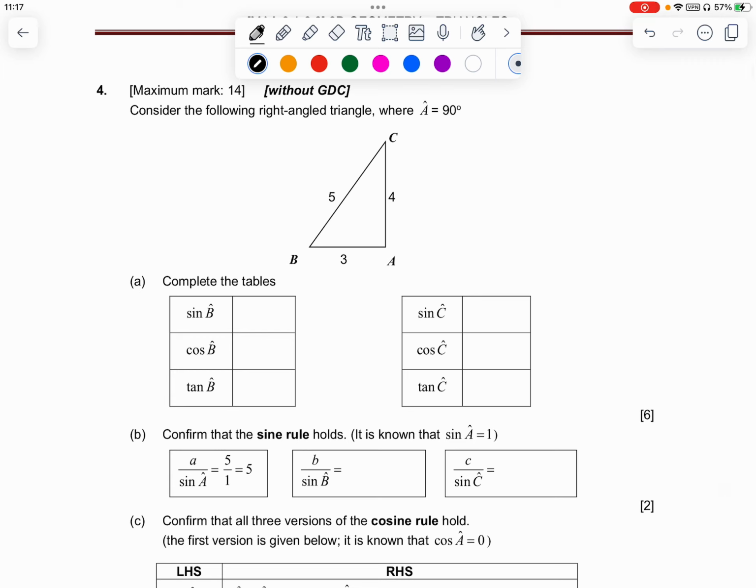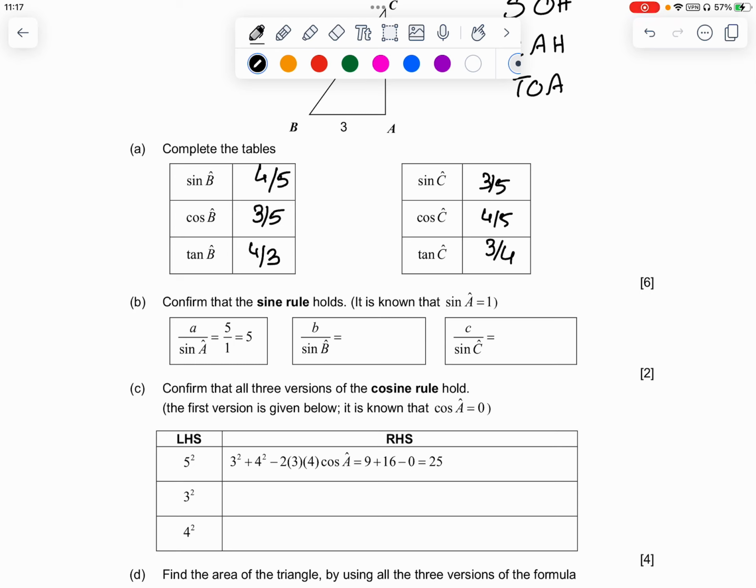Question number 4. Sine B, opposite side upon hypotenuse, 4 upon 5, cos B 3 upon 5, tan B 4 upon 3. Sine C 3 upon 5, cos C 4 upon 5, tan C 3 upon 4. Sine is opposite side upon hypotenuse, cosine is adjacent side upon hypotenuse, tan is opposite side upon adjacent side.